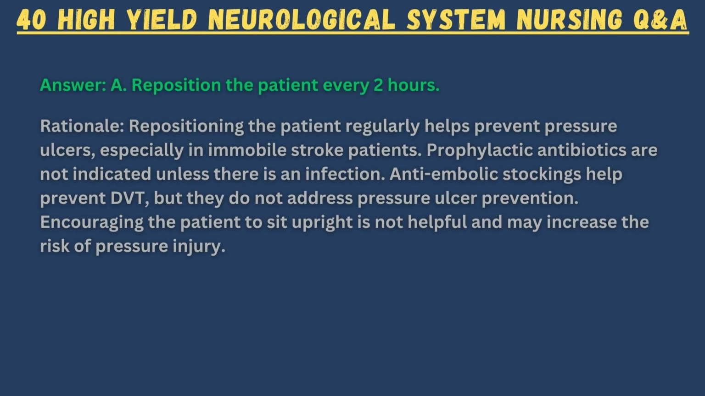Rationale. Repositioning the patient regularly helps prevent pressure ulcers, especially in immobile stroke patients. Prophylactic antibiotics are not indicated unless there is an infection. Antiembolic stockings help prevent DVT, but they do not address pressure ulcer prevention. Encouraging the patient to sit upright is not helpful and may increase the risk of pressure injury.